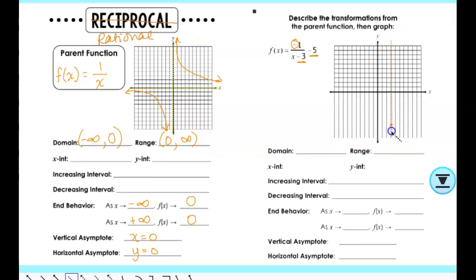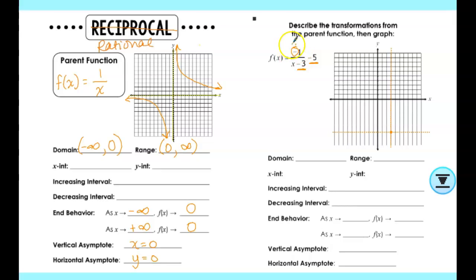So we've got one asymptote here, we have one asymptote here, and because of this negative right here, that's going to reflect that across the x-axis, so they're going to be in quadrants 2 and 4 instead of quadrants 1 and 3. So again, the domain is going to go from -infinity all the way up to, but not including this asymptote, which is at 3. And from 3 all the way to +infinity.